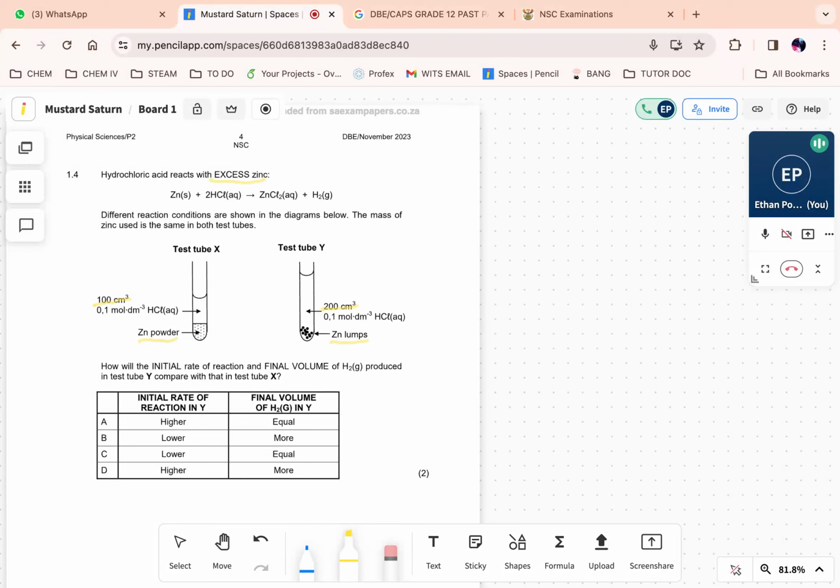But test tube Y has more acid, which means since zinc is in excess, there will definitely be more hydrogen gas produced in test tube Y. So, with this in mind, we know that the initial rate of reaction in test tube Y will be lower, and the amount of H2 in Y will definitely be more. So, the answer is B.